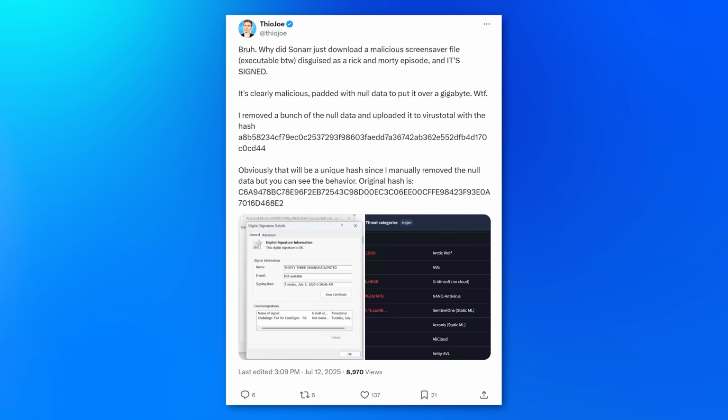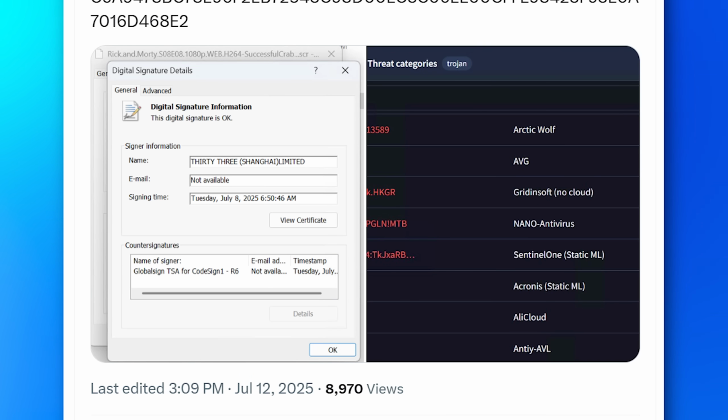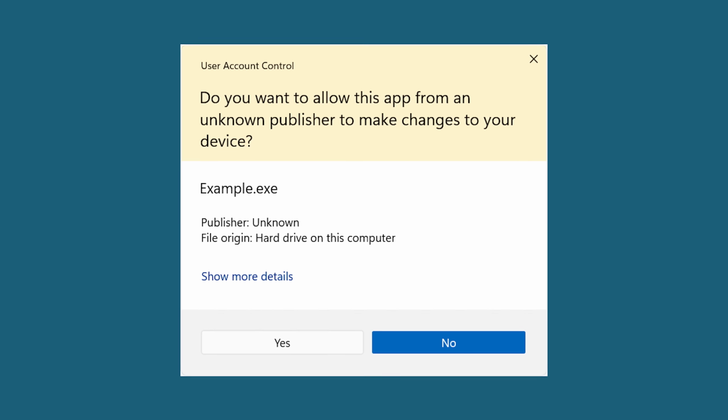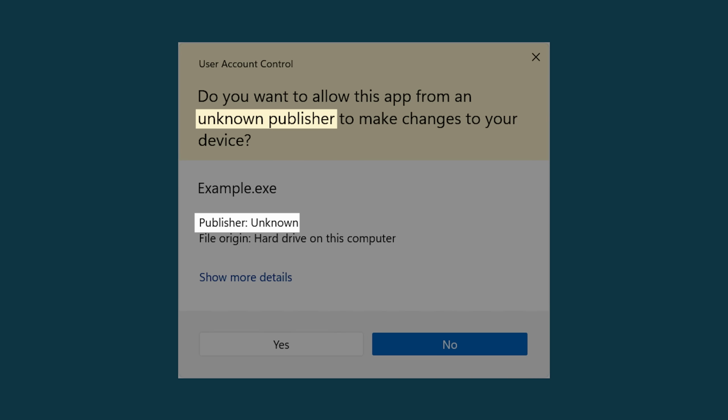Signed malware is rare, but it is possible. I actually came across some myself one time. I made a tweet about it, so it does happen. However, it's not required that software be signed to run on Windows, though it will usually show you a bit of an extra warning if it's not signed.